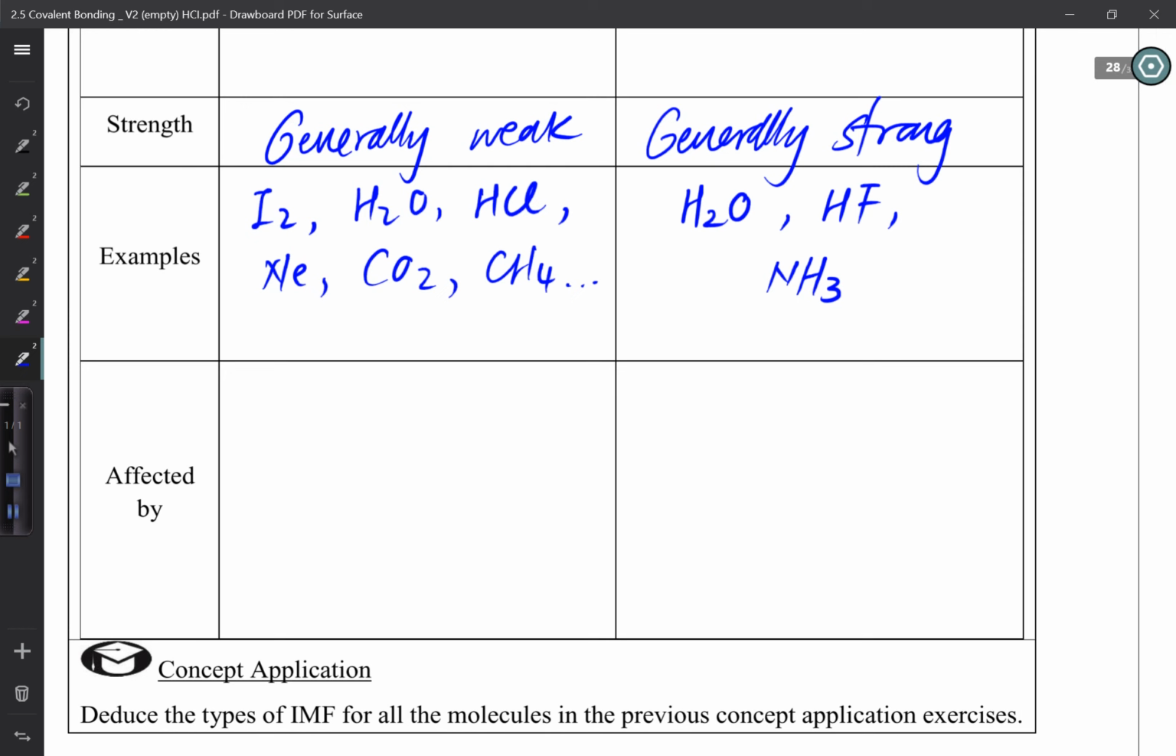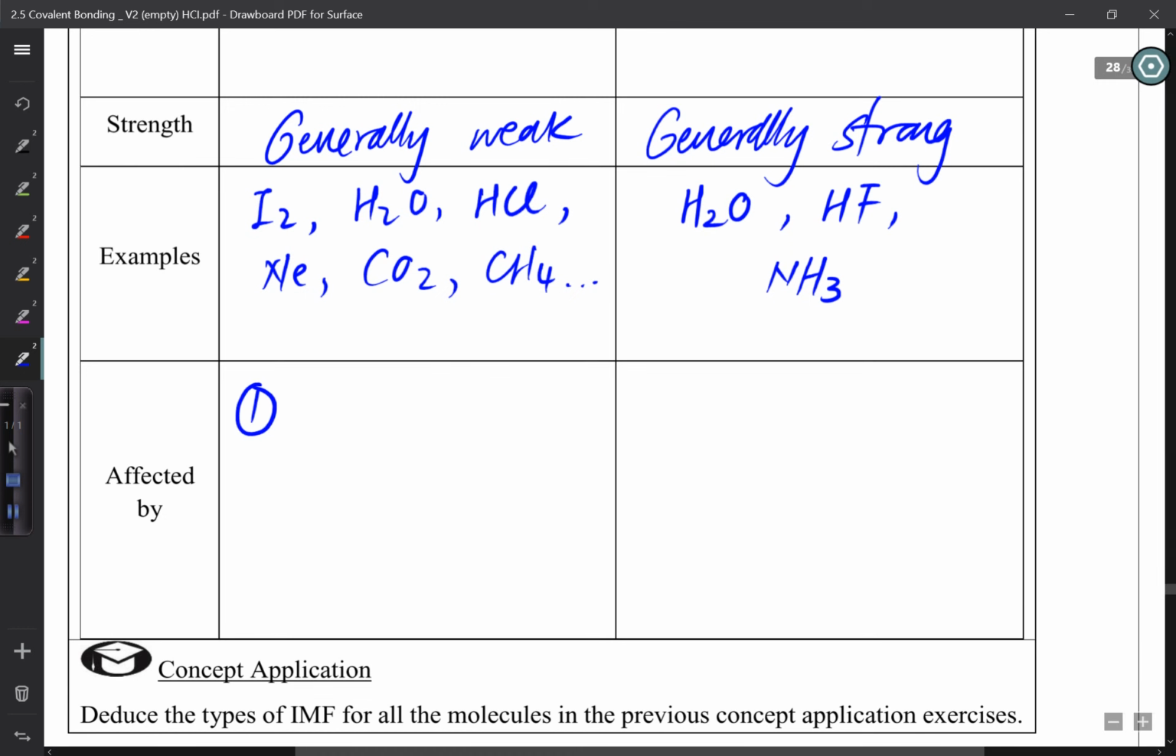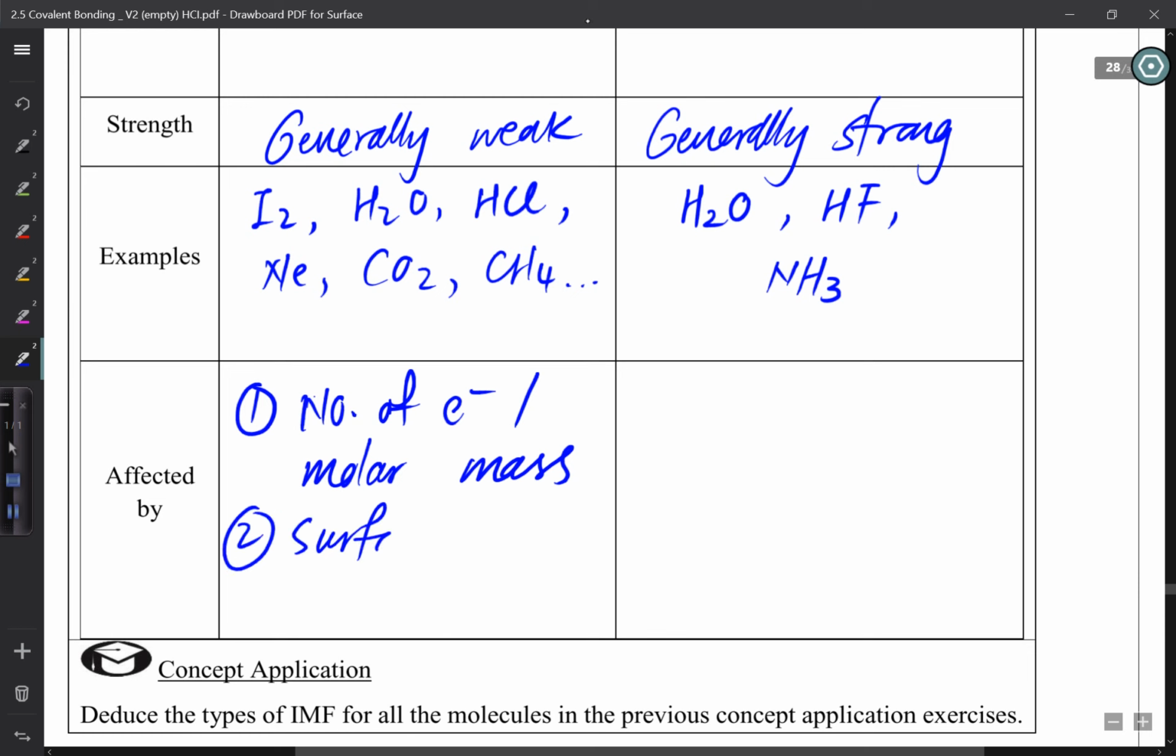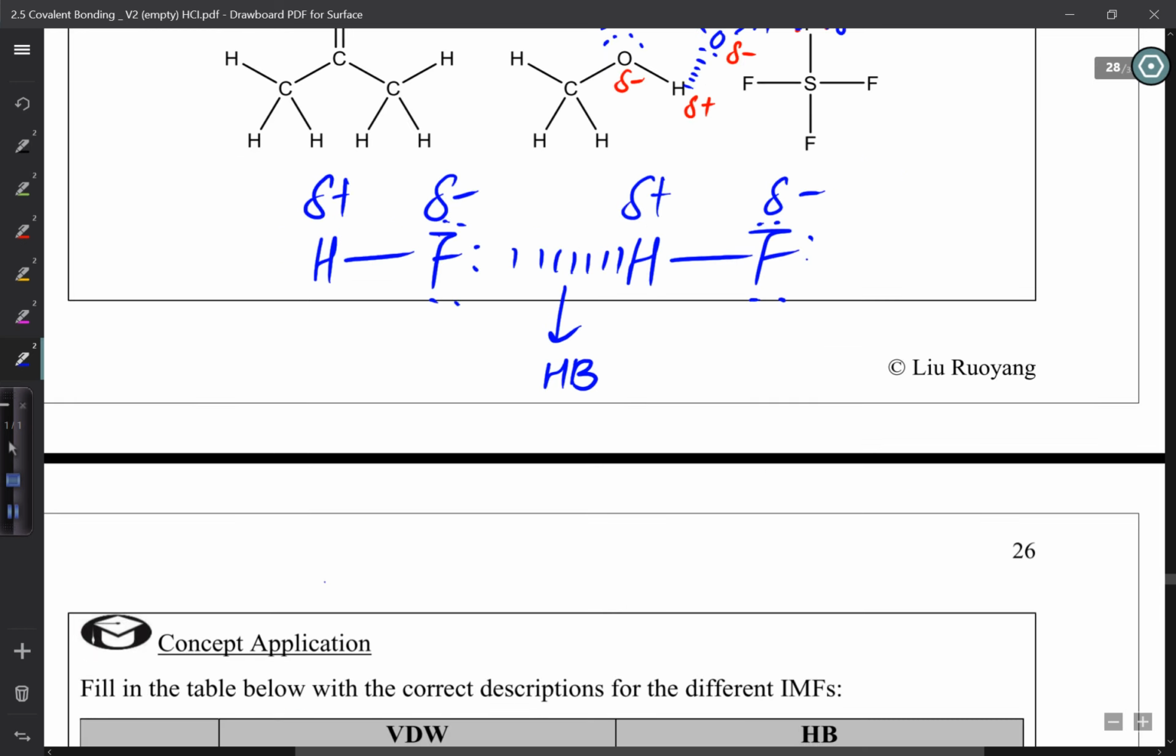So what is the factor that affects van der Waals strength? Just now we have seen. The first is number of electrons, or basically the molar mass, which is a good estimate of the number of electrons. Second one is surface area. The bigger the surface area for van der Waals to act upon, the stronger the van der Waals. Whereas for hydrogen bond, H cannot change. It's basically affected by F or O or N. I already gave you the trend over here.